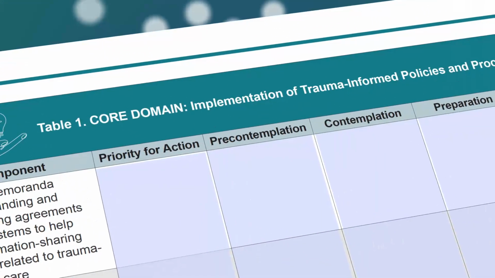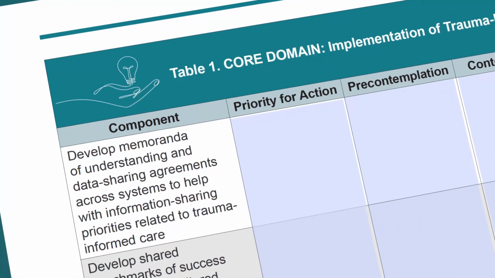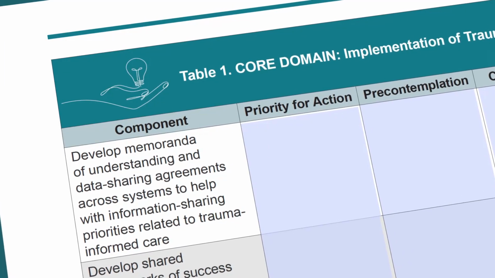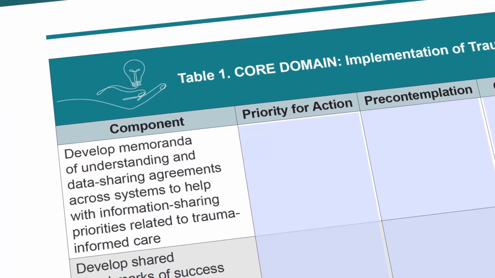The first cell in the column titled Component reads as follows: Develop memoranda of understanding and data sharing agreements across systems to help with information sharing priorities related to trauma-informed care. Implementation of trauma-informed policies and procedures. One of the components to this domain is develop memoranda of understanding and data sharing agreements across systems to help with information sharing priorities related to trauma-informed care.